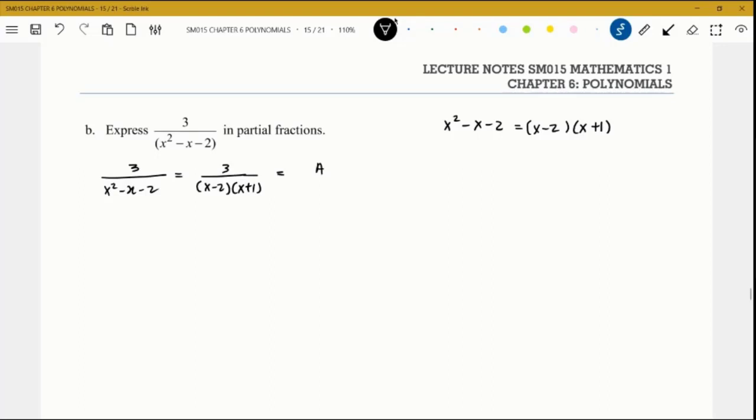So it's going to be a over x minus 2 plus b over x plus 1. So we need to find a and b. So similarly we will balance the denominator. On the left is 3. On the right, for a, you already have x minus 2, we need x plus 1, so that's why we have to multiply with x plus 1. For b, we already have x plus 1, you need x minus 2. Okay, so make it as one line. So we have two unknowns, it means you have to substitute two values of x.